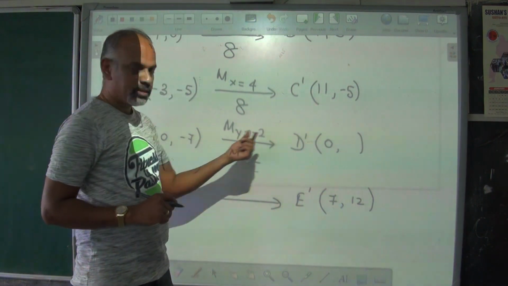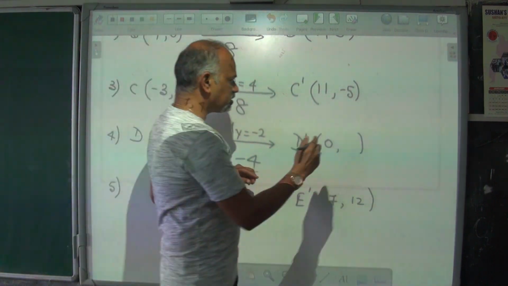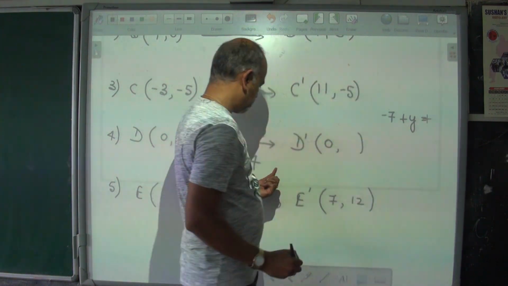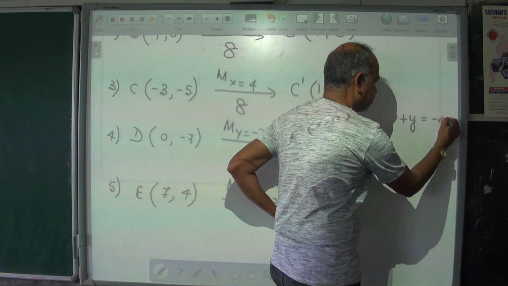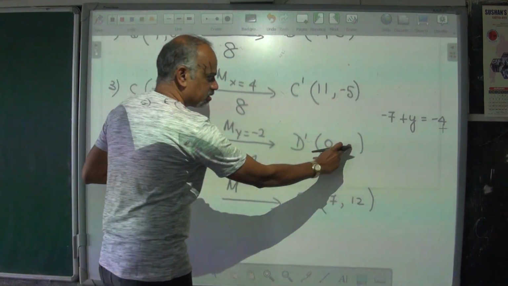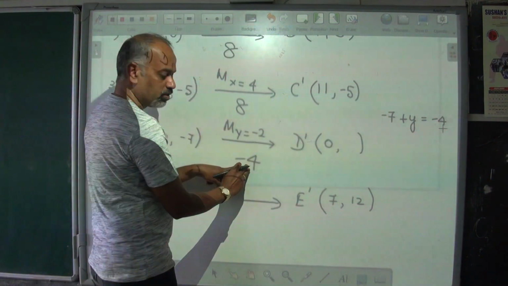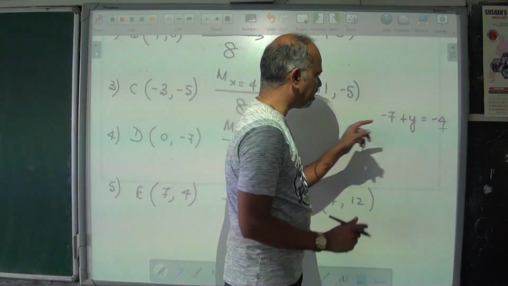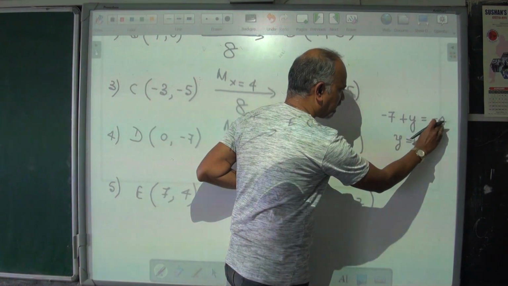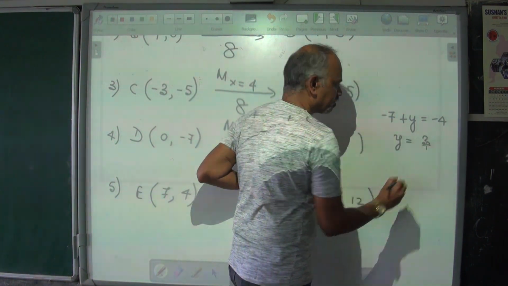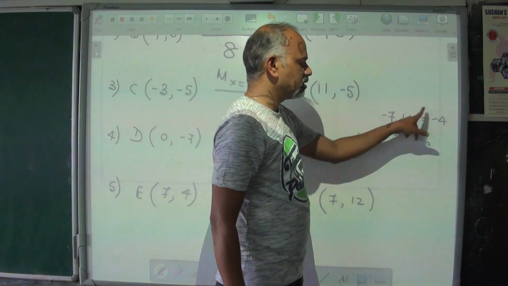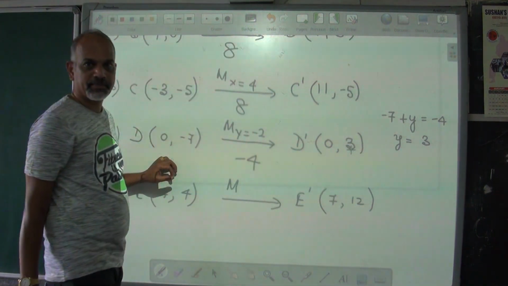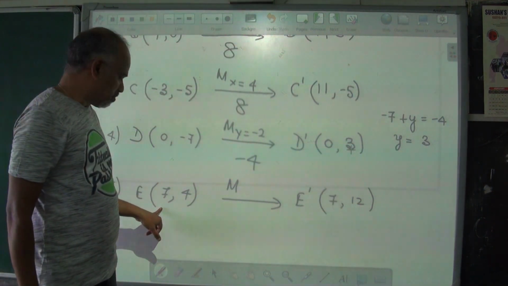If you are not sure, write it on the side and add up and see. That's minus 7 plus something should give you the minus 4. Minus 7 plus the something I have assumed as y is equal to minus 4. This and this added together should give you this. So take the minus 7, that's it. So you get y is equal to minus 4 plus 7, that will give you 3. Minus 4 plus 7, that gives you the 3. So which means this is 3.